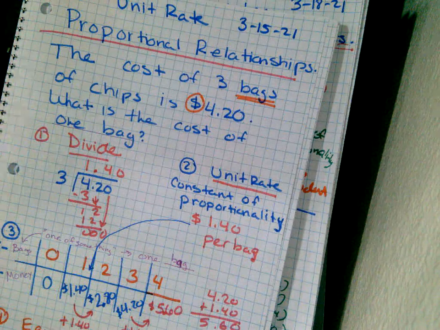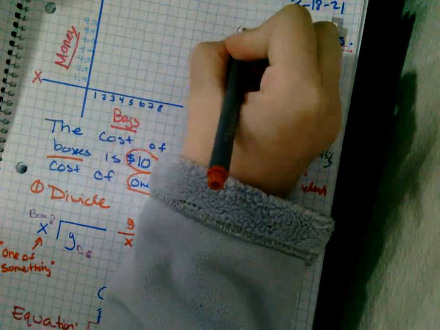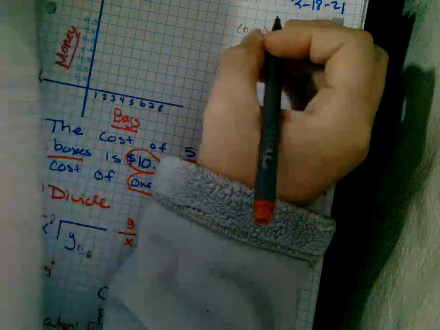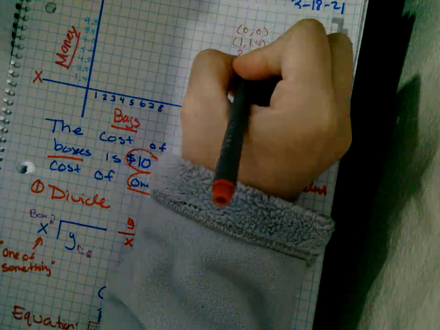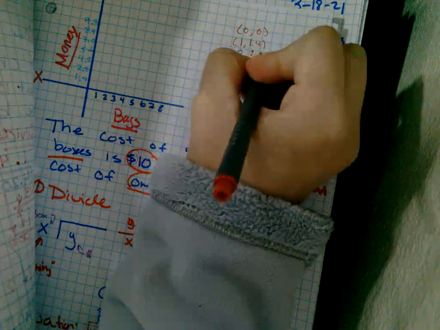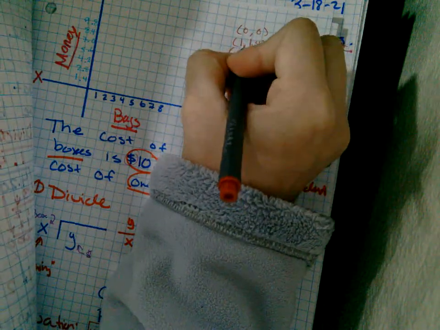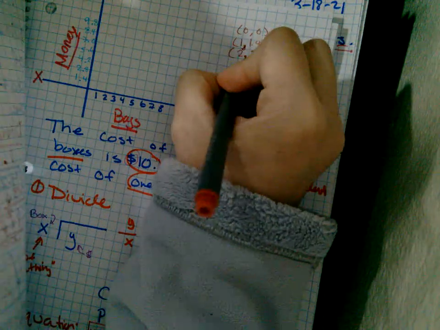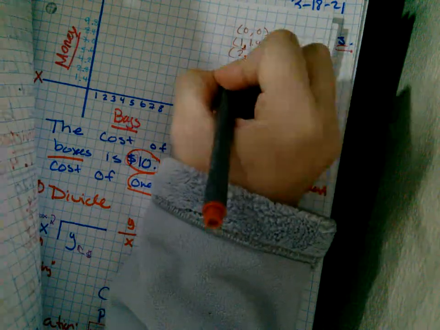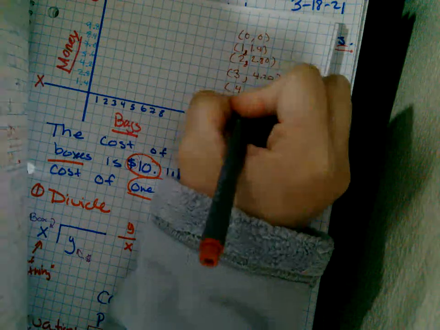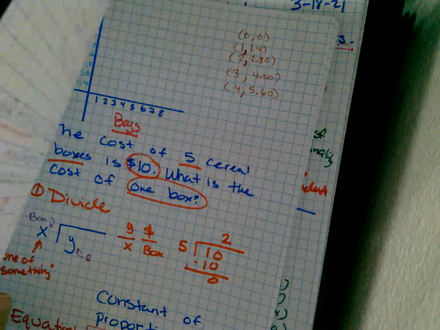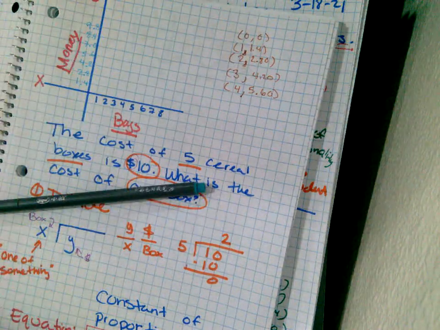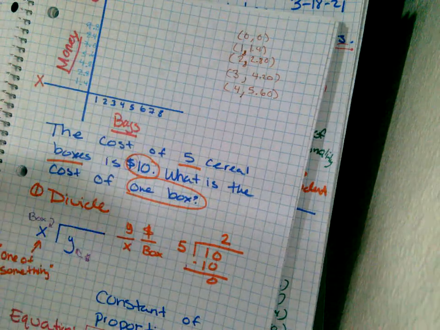All right, now we're going to graph our ordered pairs, which are 0, 0, 1, 1.4, 2, 2.8, 3, 4.20, 4, 5.60. All right, we have that. Now we're going to graph them.